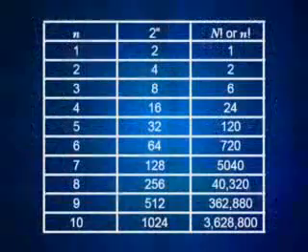Now, in Lecture 1, we saw that 2 to the n grows pretty quickly, but n factorial grows even faster. Here's a comparison of 2 to the n and n factorial, as n goes from 1 to 10. You see, both of them grow pretty quickly. N factorial grows even faster.